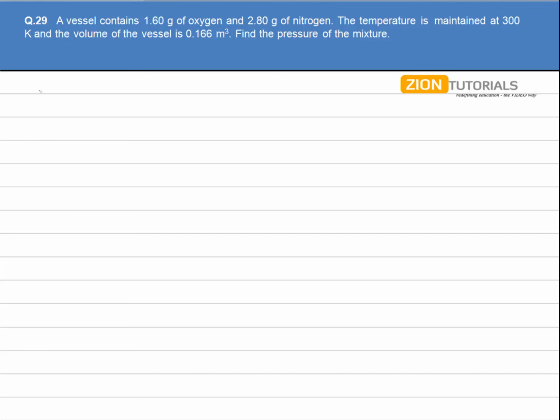Now we are given the number of moles of O2 would be equal to 1.6 divided by 32, right? And the number of moles of N2 would be equal to 2.8 divided by 28, right, because this is the molecular mass of the gas. Now the temperature is given as 300 Kelvin, and the volume is given as 0.166 meter cube. Now we have to calculate the pressure.